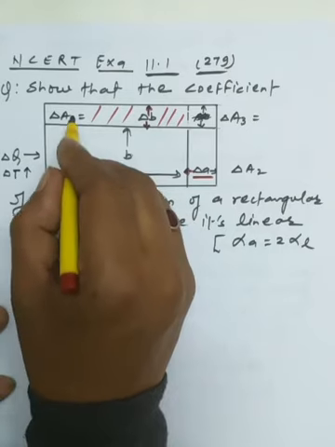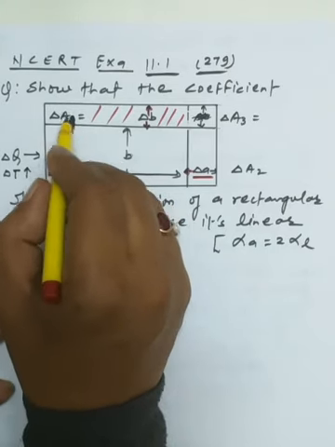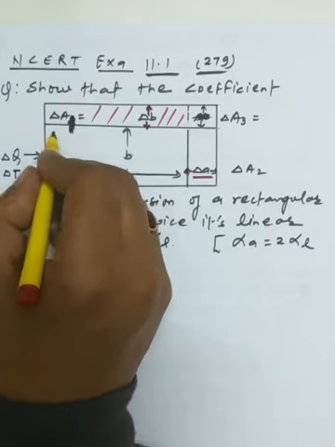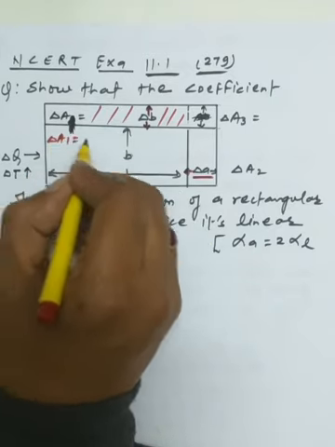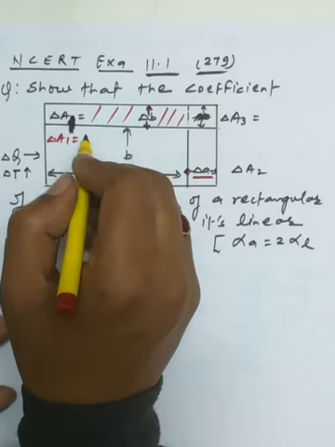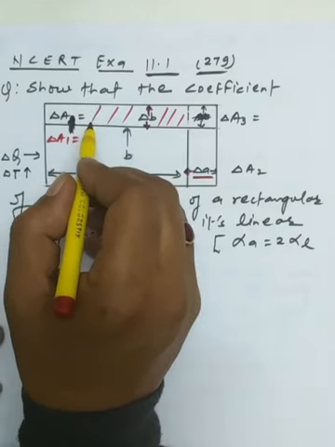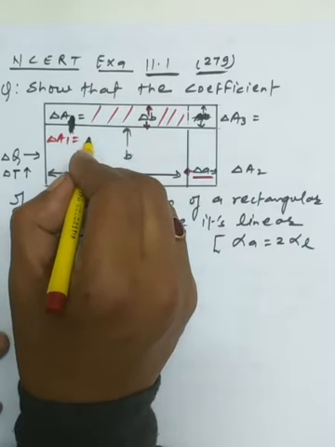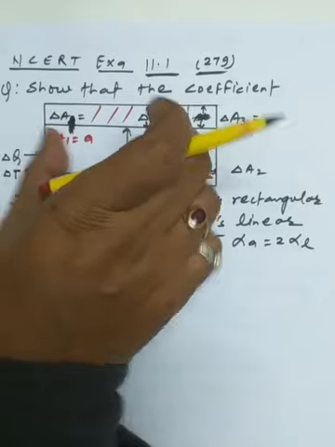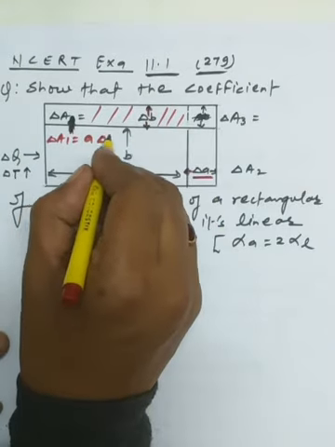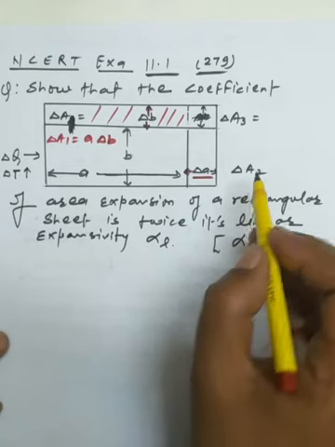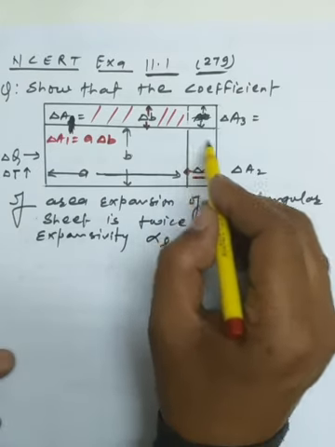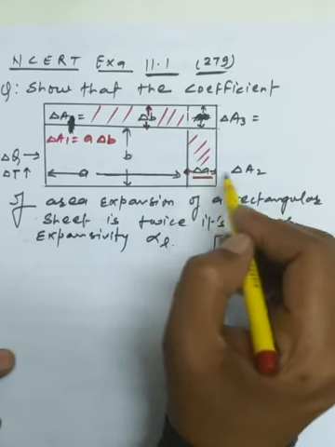So it is nominated as delta A1. Delta A1 can be considered as the length A times delta B. This is the meaning of A1 we have. Now we are talking about the part called A2. This is the portion of A2 we have.